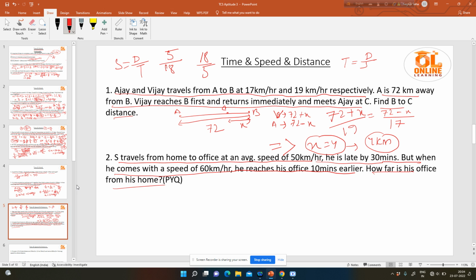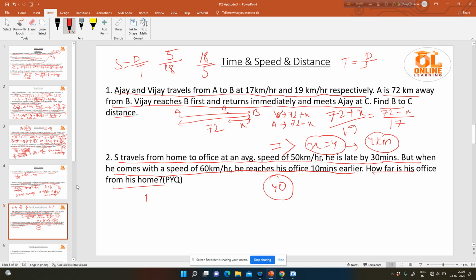Okay, so here it is given that when S travels at 50 kilometer per hour, he is late by 30 minutes. But when he comes with a speed of 60 kilometer per hour, he reaches his office 10 minutes earlier. So the difference between the times is 40 minutes, because 30 minutes late and 10 minutes earlier. The distance between them is the same. Okay, so we have to find the distance only.